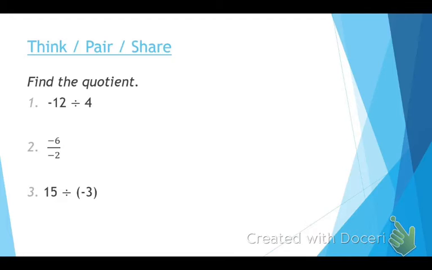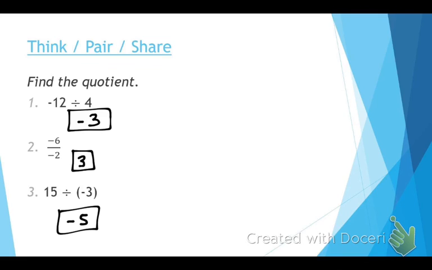All right, hopefully you've had a chance to discuss it with your partner. How many of you would say you and your partner got the same answers for all 3? Okay, not everyone. Let's check our answers real quick. Negative 12 divided by 4? Negative 3, good job, because there was only 1 negative. Negative 6 divided by negative 2? 3. That is positive because there were 2 negatives, which is an even number. And last one, 15 divided by negative 3? Negative 5. Great job today, guys.